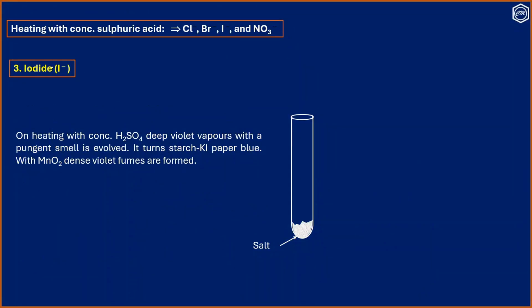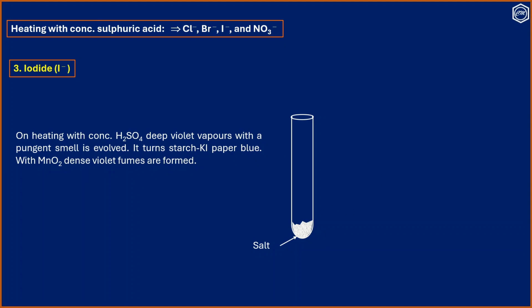Next, we consider the test for iodide. On heating with concentrated sulfuric acid, deep violet vapors with a pungent smell are evolved. It turns starch potassium iodide paper blue. With manganese dioxide, dense white fumes are formed.